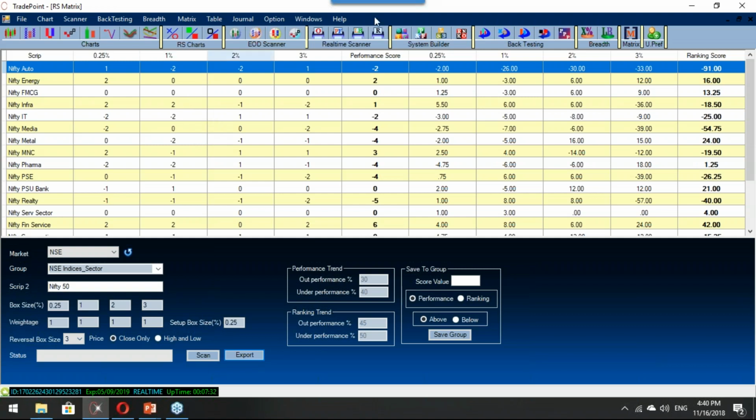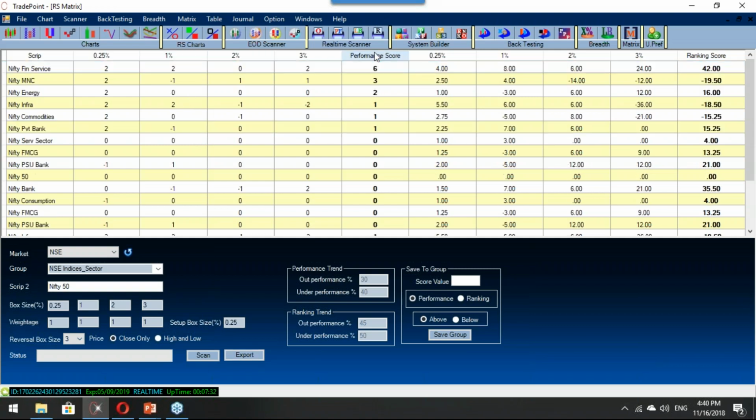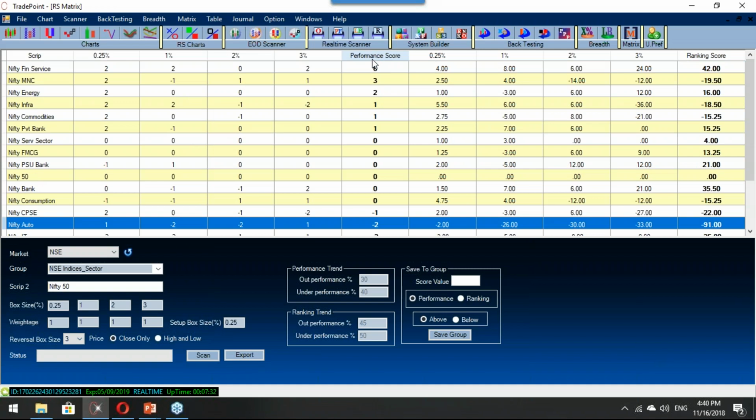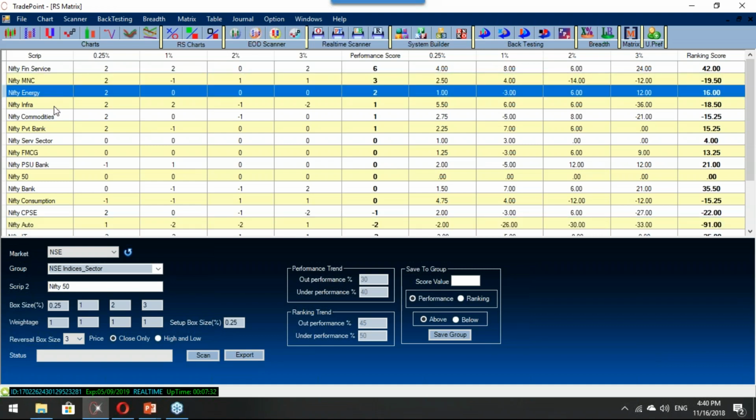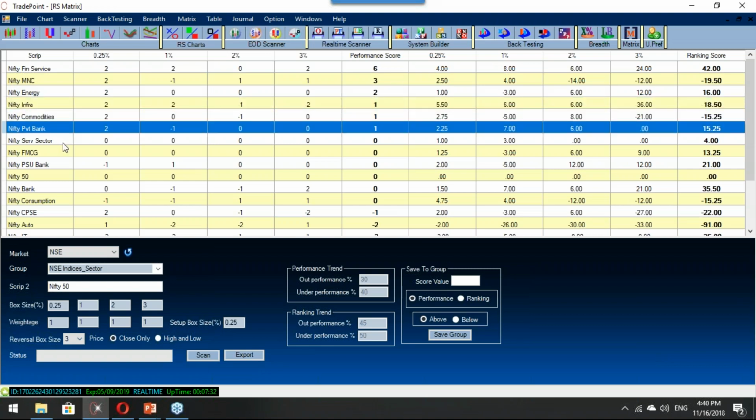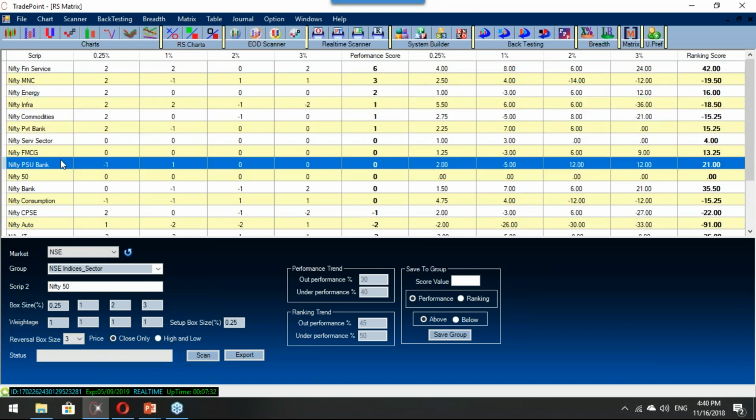So this is the relative strength matrix. If you sort it in the descending order of the performance score, it lists out which are the sectors that are doing well in relation to the Nifty. So your MNC sector is doing well, energy is doing well, infra, commodities, private bank, and of course PSU bank is somewhere in the middle.